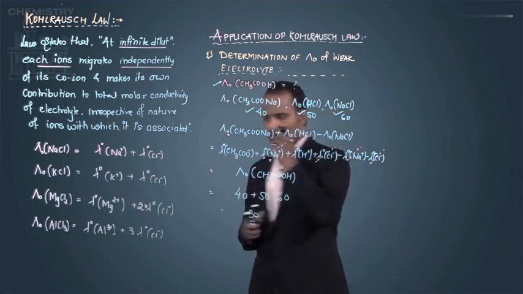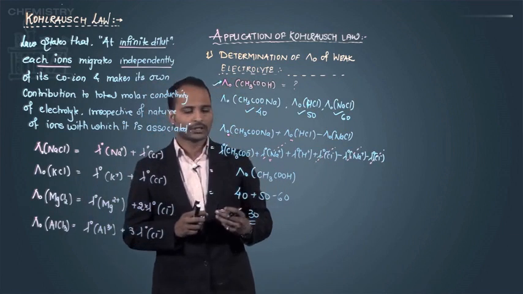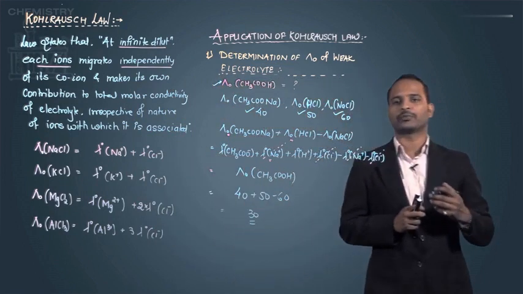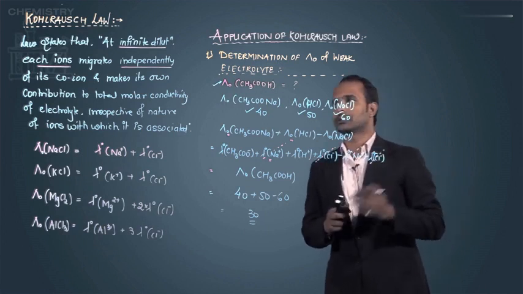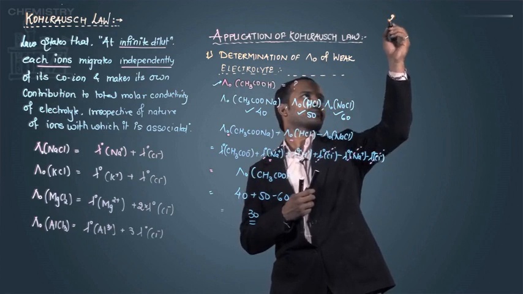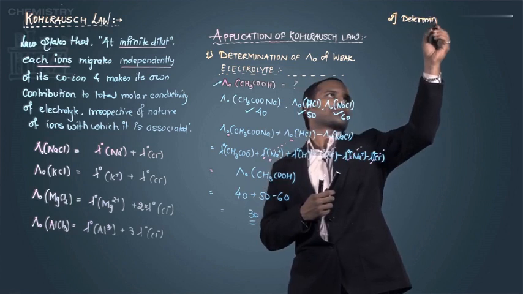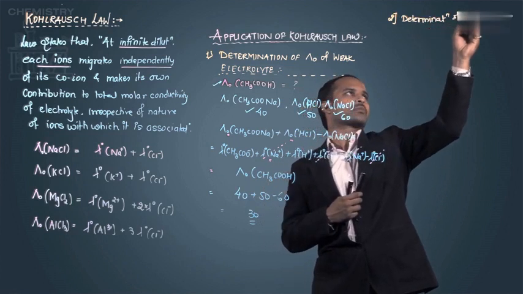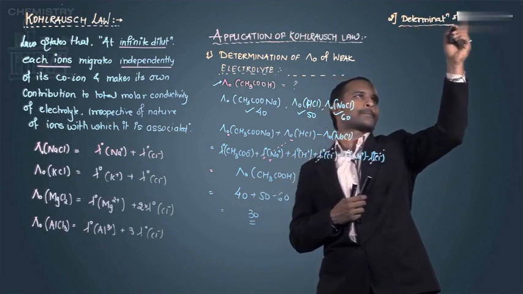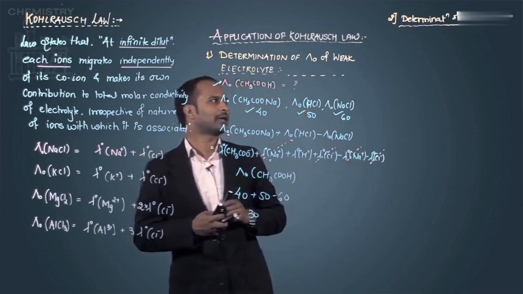So this is the first application of the Kohlrausch law, that here with the help of Kohlrausch law we can calculate the molar conductivity of a weak electrolyte whose lambda value cannot be calculated by using the graphical method. Then second application, determination of alpha and K.